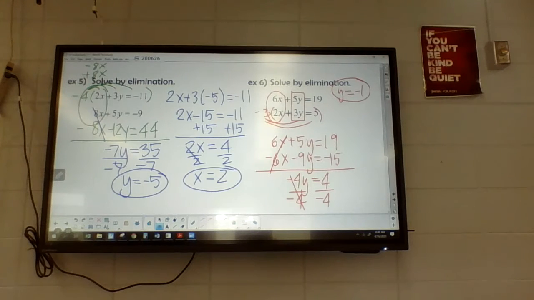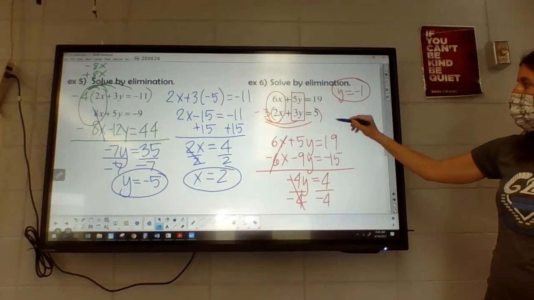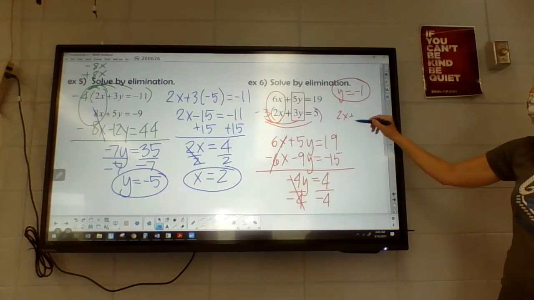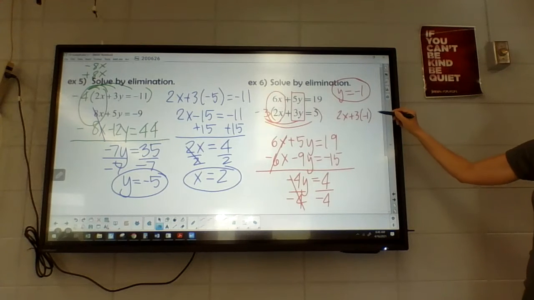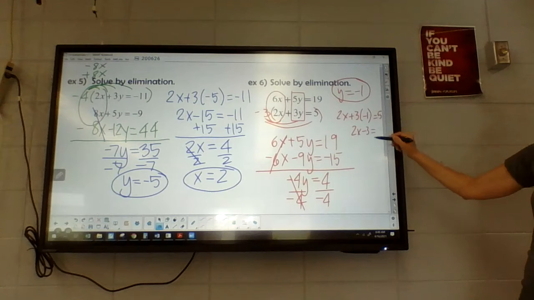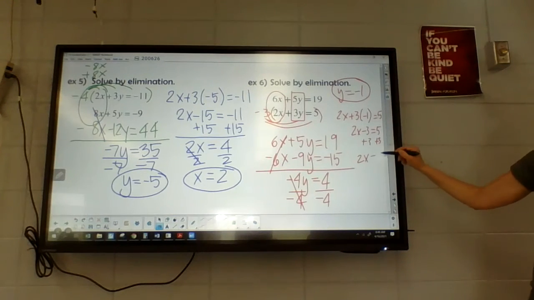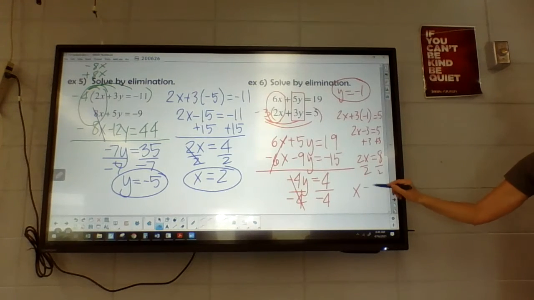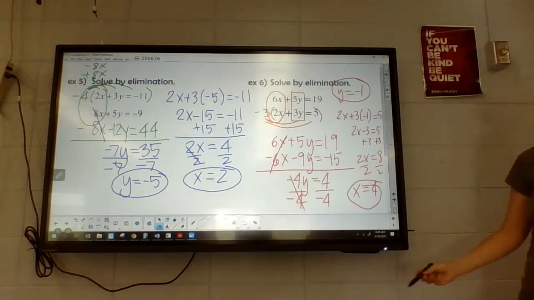Once I know that, then I still have to go back and find that other variable. So I have to go back and put that y back in to find my x. I don't have a ton of room here, but hopefully I can fit it in. So 2x plus 3 times negative 1 equals 5. 2x minus 3 equals 5. So 2x equals 8. And then I'm going to divide by 2. So x ends up being 4.